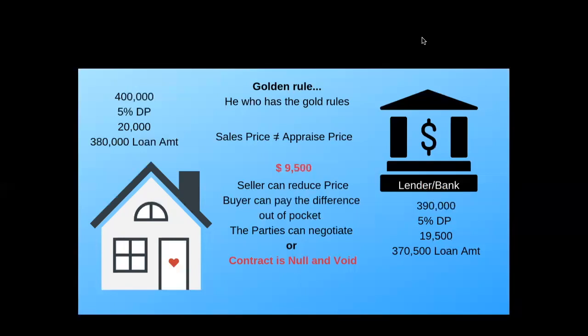And all parties go on their way, and the seller now is left to try to sell their property again, and they probably have lost 30 days' worth of marketing.